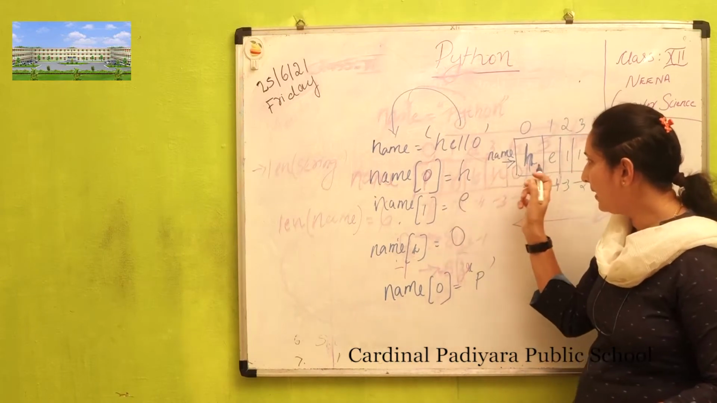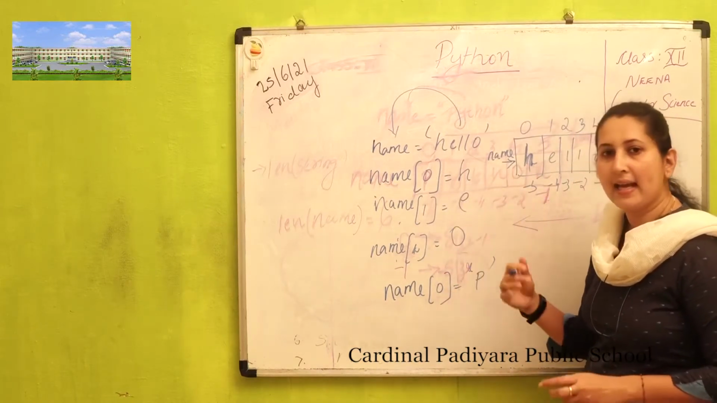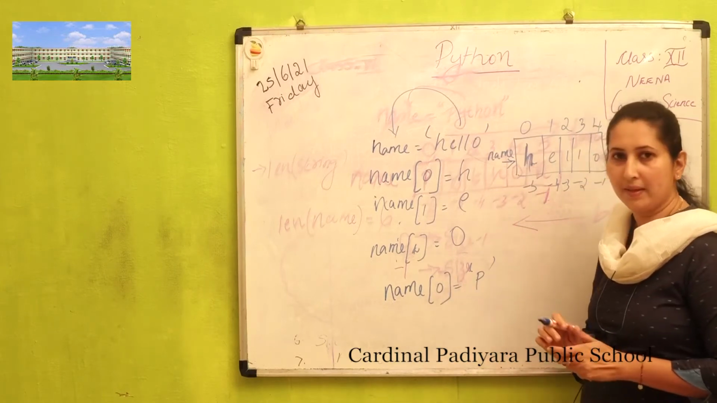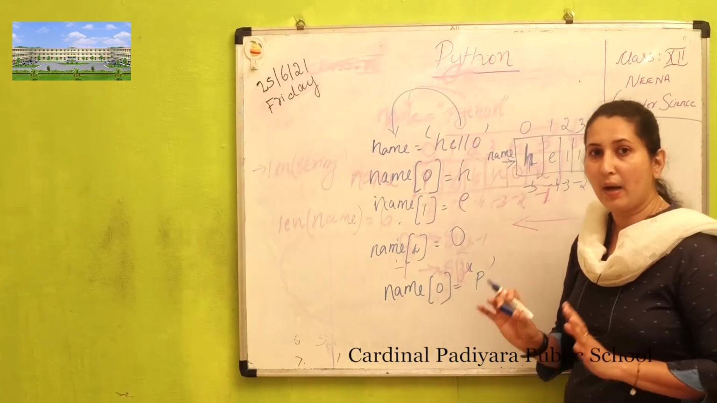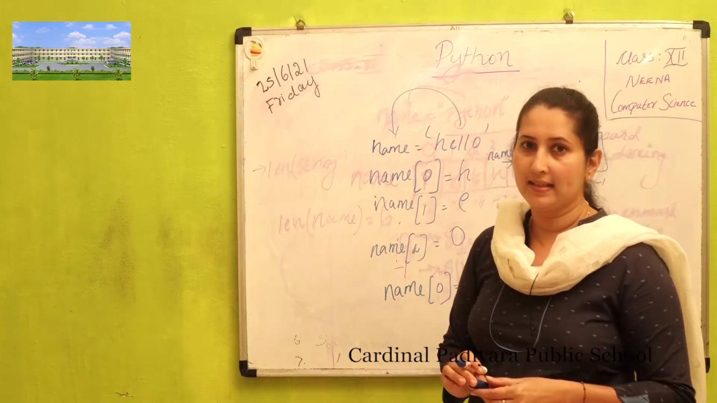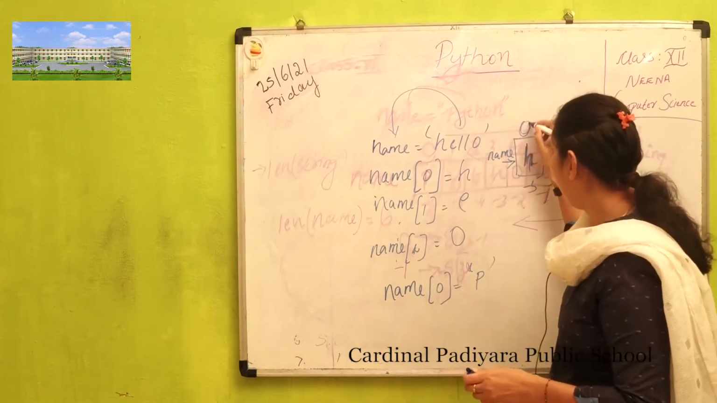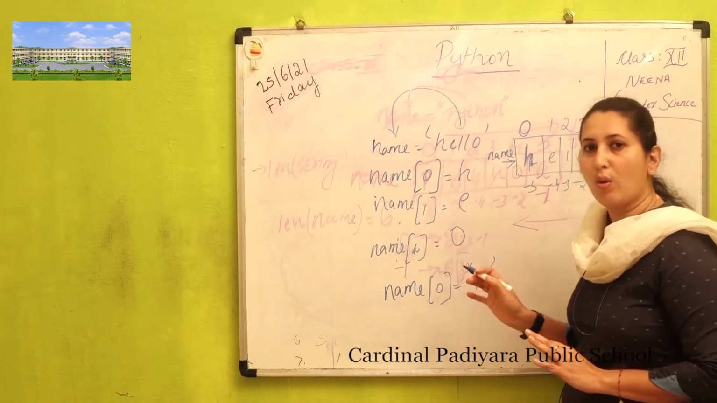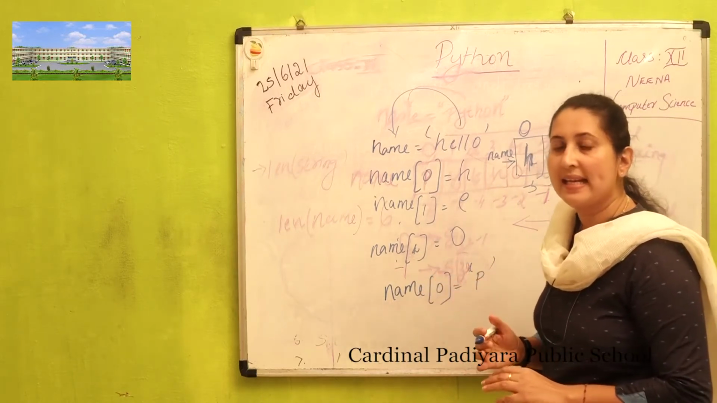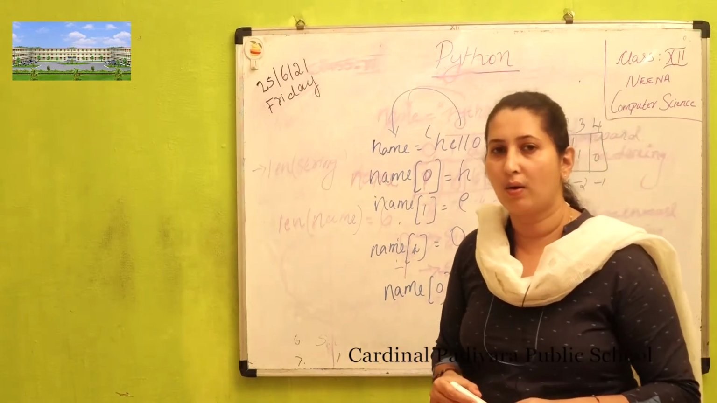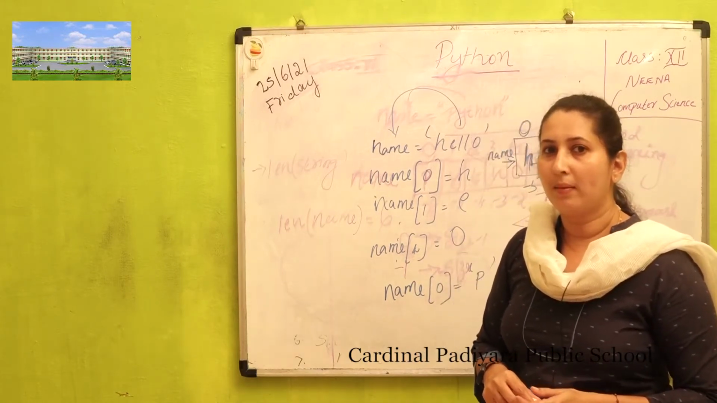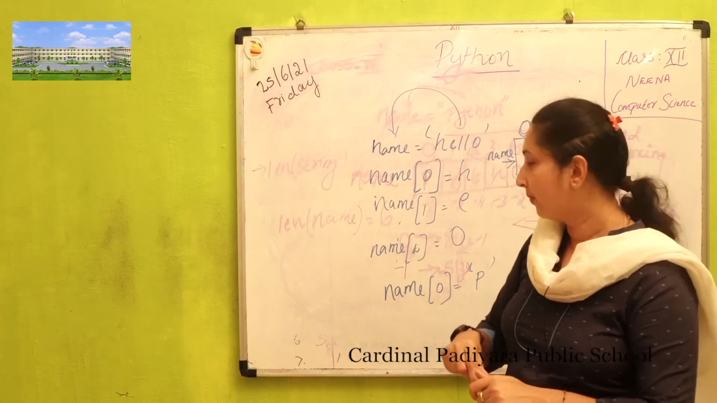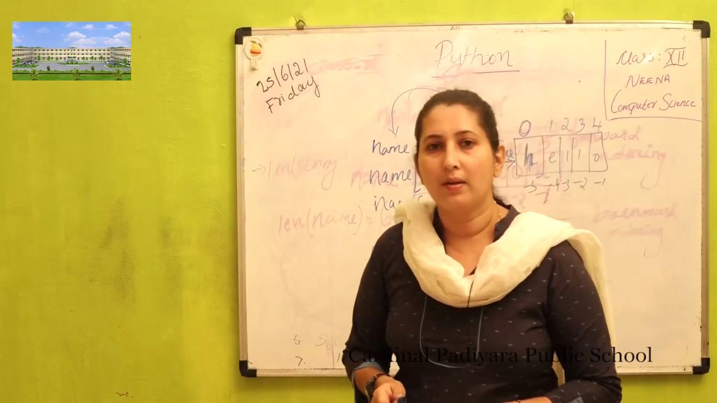Here name of 0 means we are trying to assign another value to the 0th location. Name of 0 equal to P means the string does not allow any changes to each of its elements. It does not allow any other items. Once it is stored this way, we cannot change its value. So a string is called an immutable data type. We cannot modify its value.